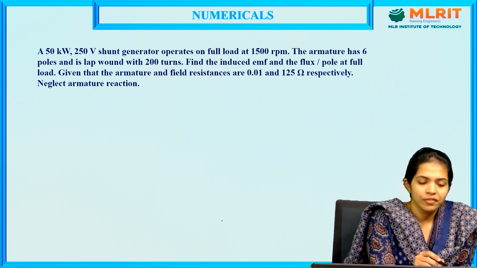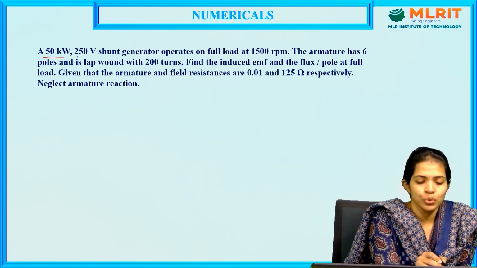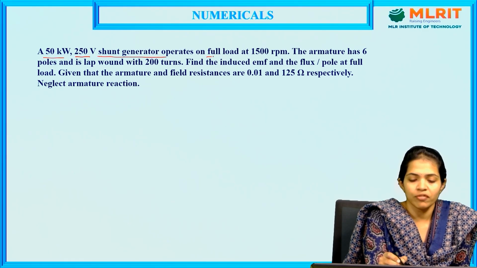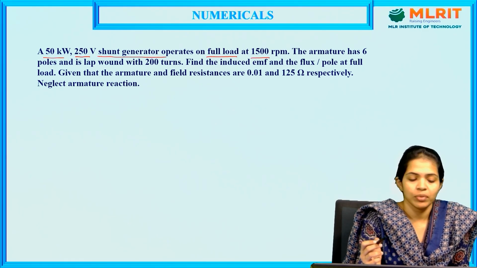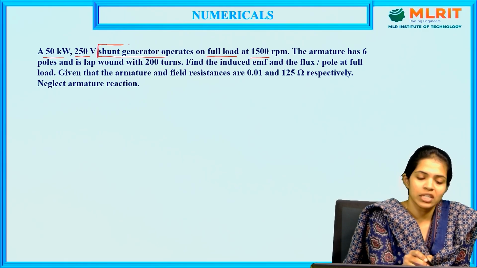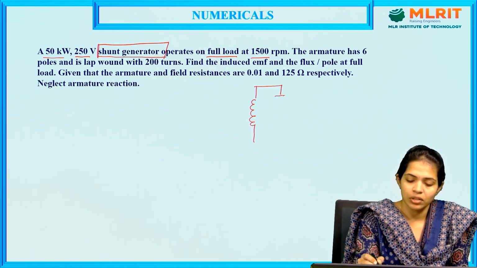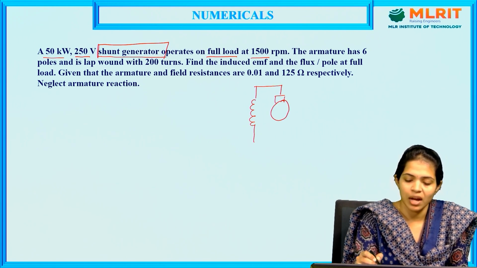So we have a 50 kilowatt, 250 volt shunt generator that operates on full load at 1500 RPM. As given in the question, it is a shunt generator, so I am going to draw the picture of the shunt generator now. A shunt generator will have the field winding in parallel with the armature winding.